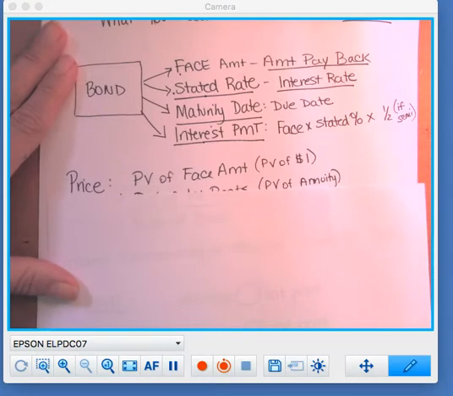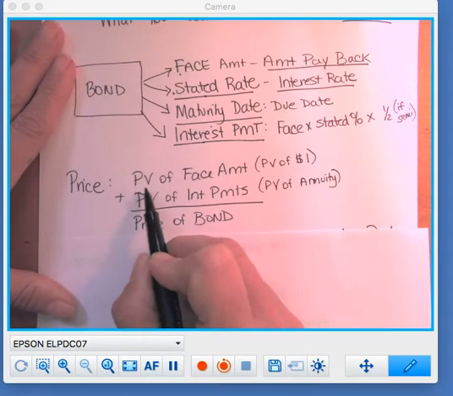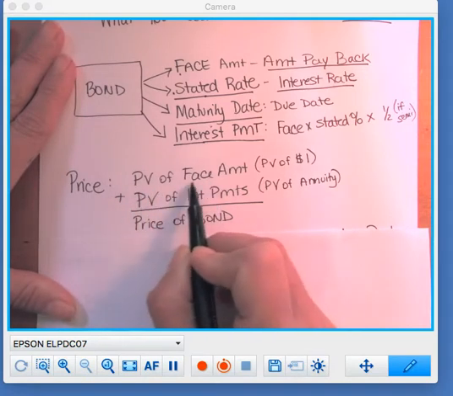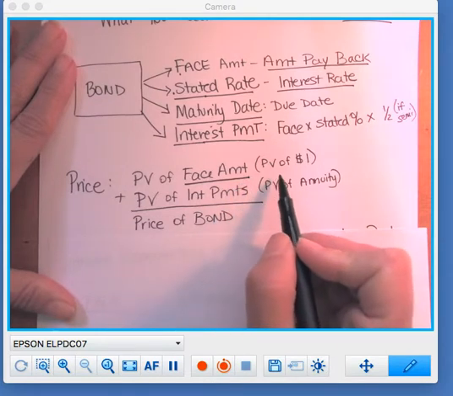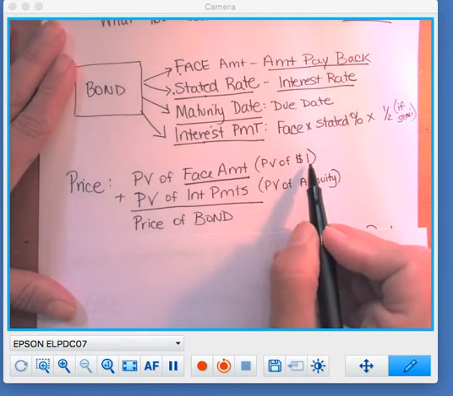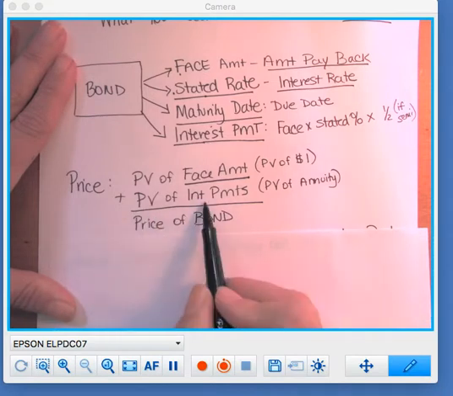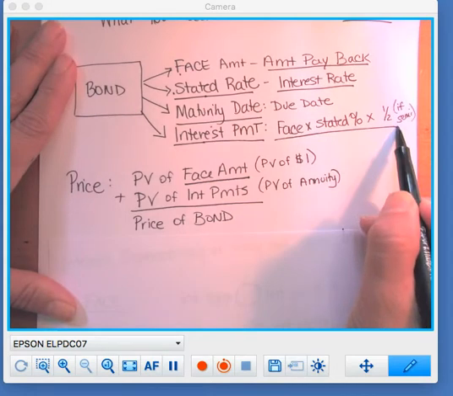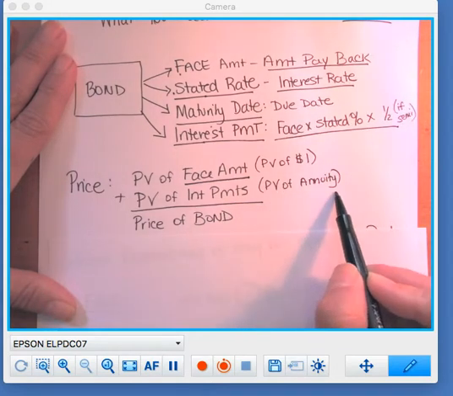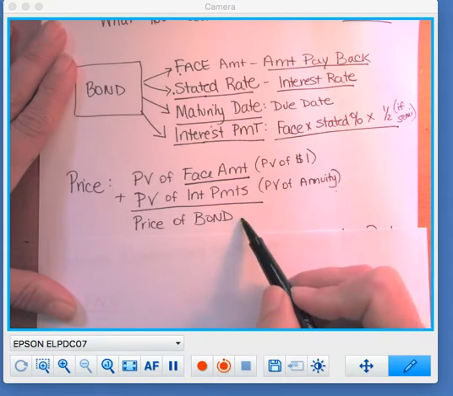The second thing you need to know is how the price of a bond is calculated. So what you're going to do is calculate the present value of the face amount, that lump sum that you pay at the end of the life of the bond. Using the present value of $1 chart, you'll get the rate that you'll multiply with there, and the present value of the interest payments, which you will calculate using the stated rate. You'll use the present value of annuity charts to find that amount. You'll add those two amounts together to come up with the price of the bond.